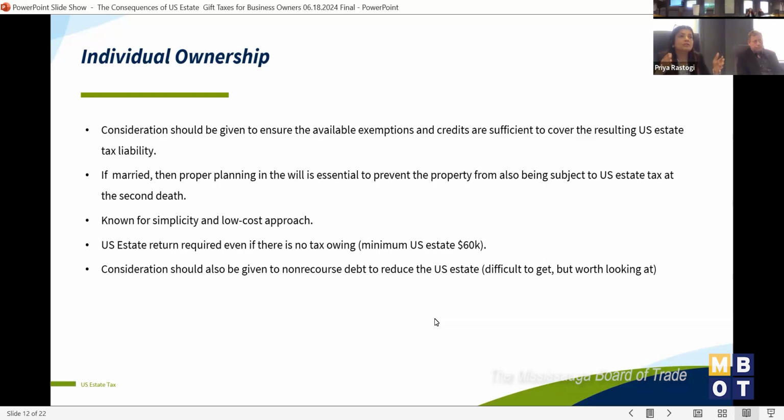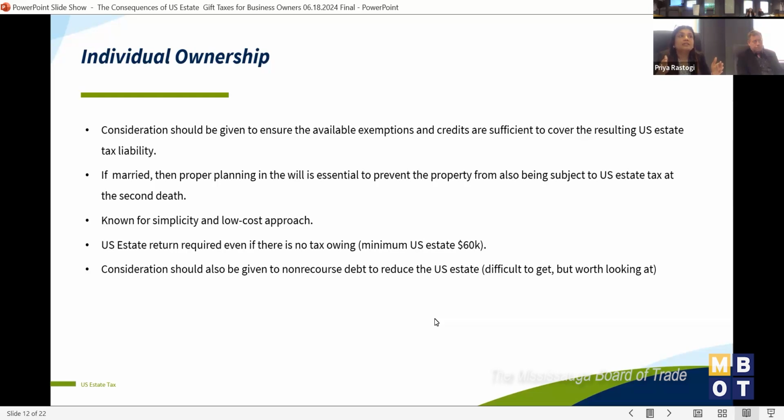It's a simple approach with very low cost maintenance. If you owe taxes and pay taxes here in the States, you would get credit in Canada, so you're not paying double tax, first thing. It is also very simple to go through. Again, a state tax return is required, even if there's no tax owing. And if you are married, then proper planning is required in the will to prevent the same property from being taxed twice upon the death of the beneficiary, or of the second person.